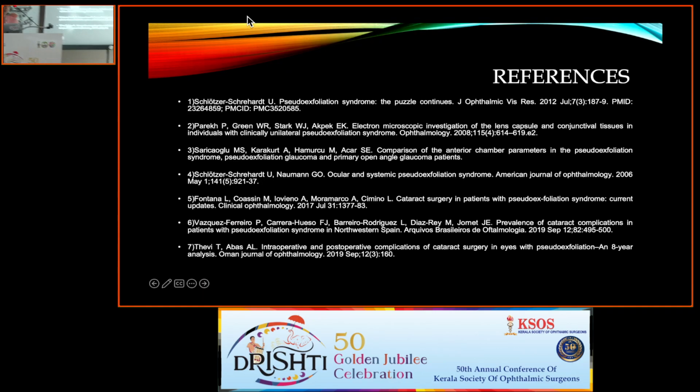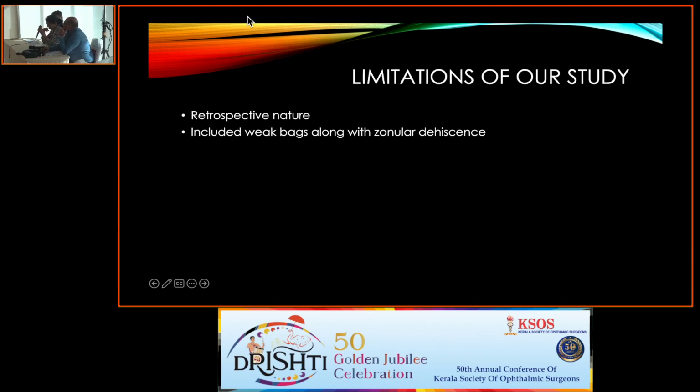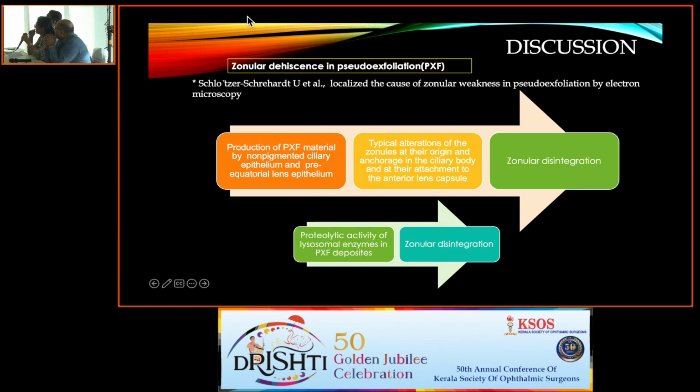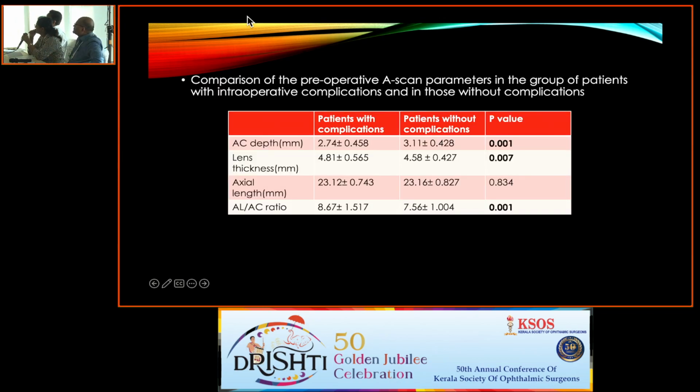Thanks for that nice presentation. Can you just get back to the A-scan parameters slide? There's a table there where you have compared. Not this one, the other one. With axial length, yes. Is axial length significant or not? Axial length is not significant alone. AC depth and lens thickness are significant, and the ratio is significant.